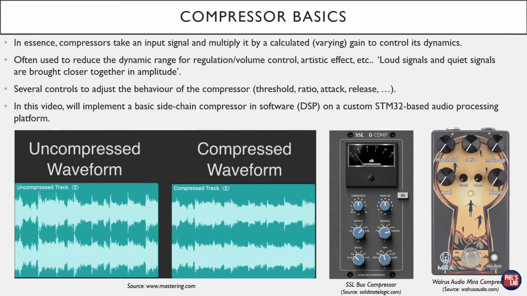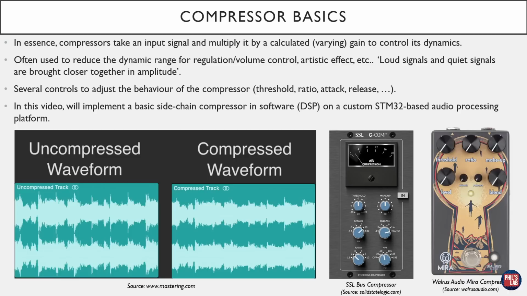Before we start going into depth into how to implement a compressor, let's briefly go over the very basics of audio compressors. In essence, compressors or dynamic range compressors take an AC input signal, such as some sort of audio source. This could be vocals, guitar, or a complete mix. The compressors take that input signal and, very simply speaking, multiply it by a calculated varying gain to control its dynamics. By multiplying by this gain, we can change the final amplitude of our signal, and we can change that on the fly. So this is not a static multiplication. We increase or decrease the amplitude based on certain characteristics and settings.